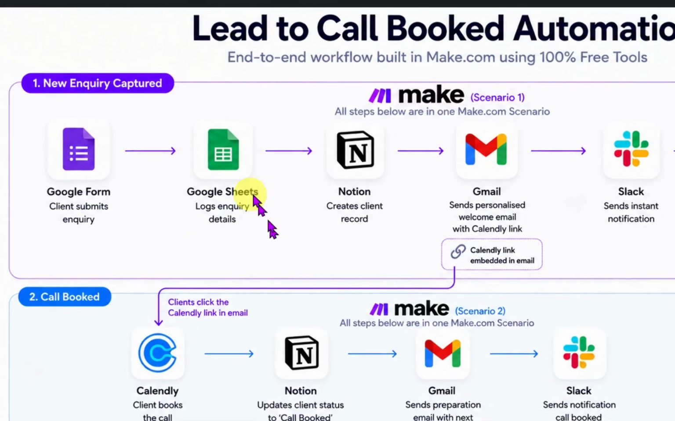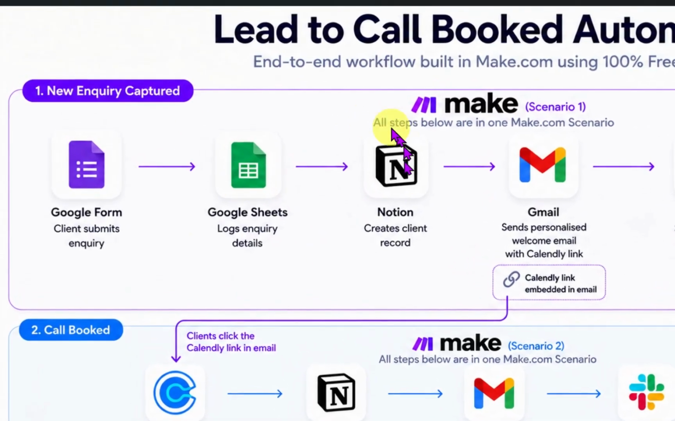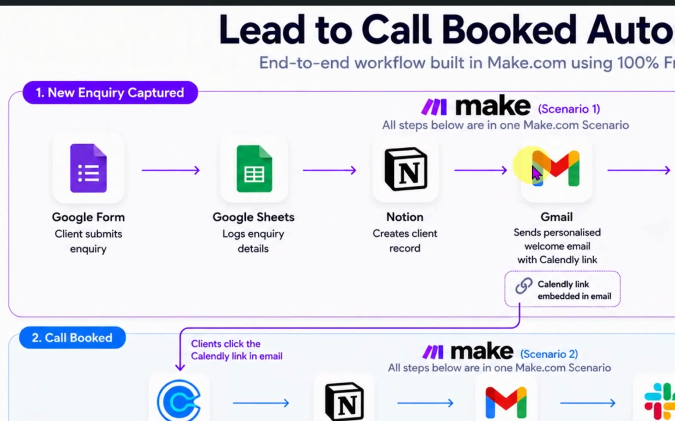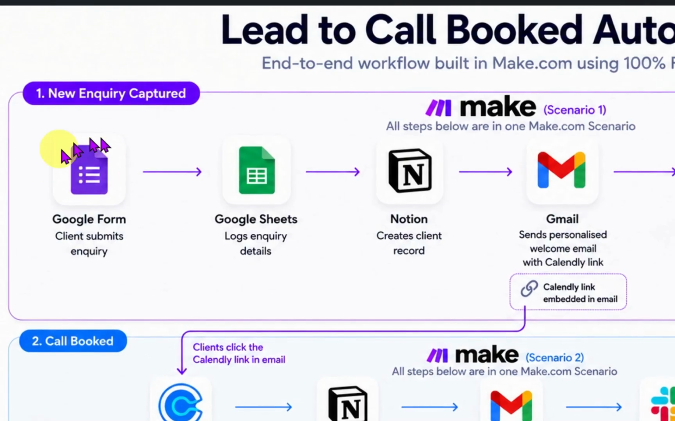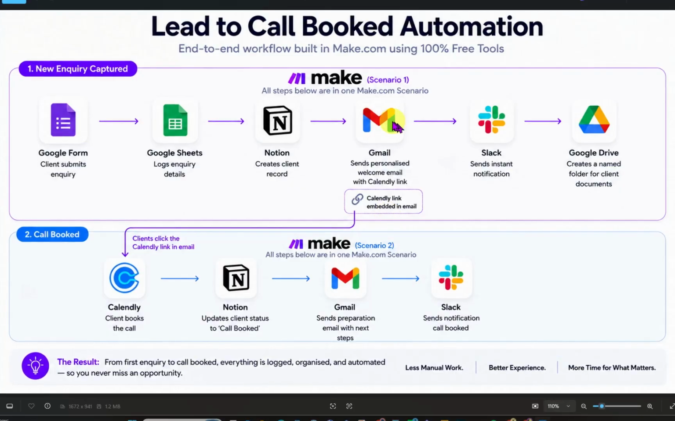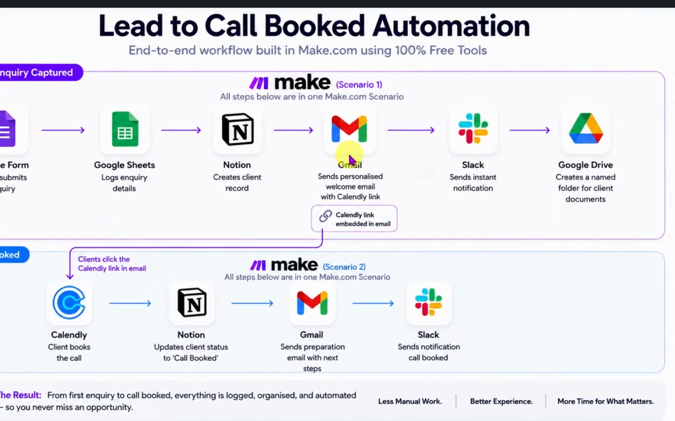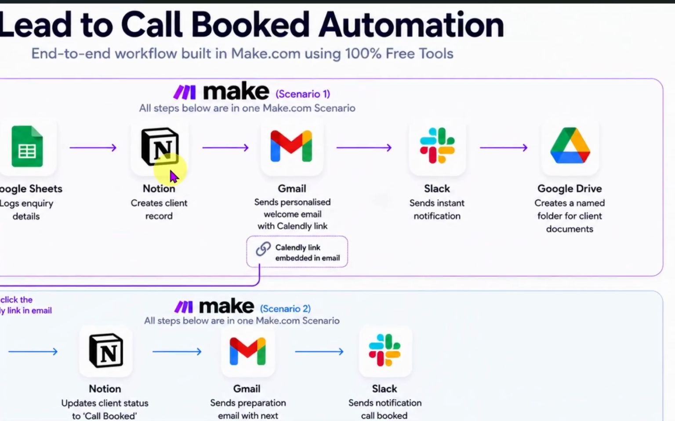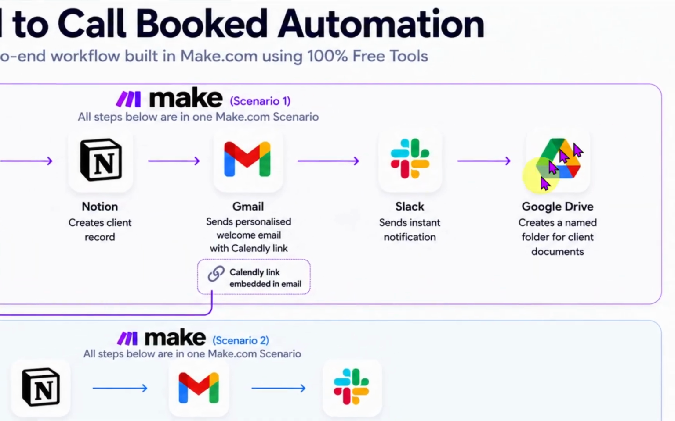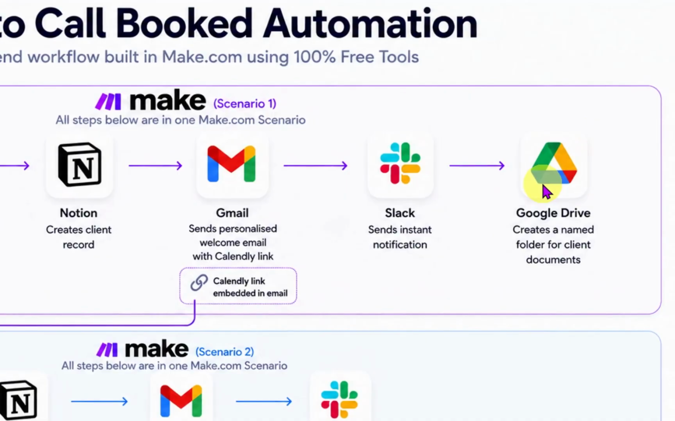If you don't like the Google Sheet, go straight to Notion, or if you don't like the Notion, just save Google Sheets, doesn't matter. But then after that, it triggers a personalized welcome email to be sent to that person who submitted the form, with a Calendly link even probably embedded in the email if you want. At that same time, you get an instant notification to tell you a new client has been contacting you, a new client record has been created, and then even a new client folder has been created to store the documentations.